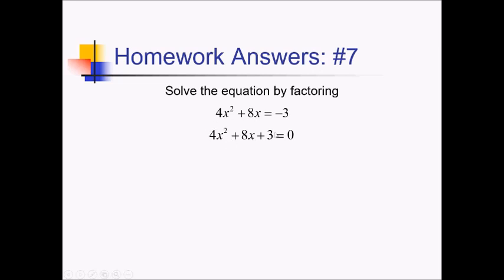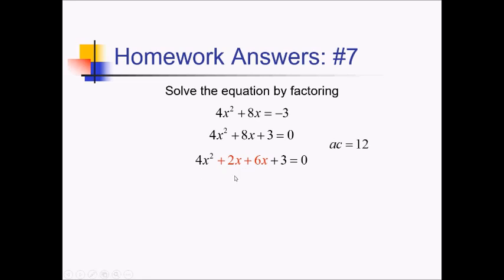4 times 3 for my AC value is going to give me 12. Now I'm just looking for factors of 12 that add up to this middle value here of 8. And if I had 1 and 12, that wouldn't work. 2 and 6 would work, though. So I can split up this 8x into 2x plus 6x. And now that I've done that, I can factor by grouping.